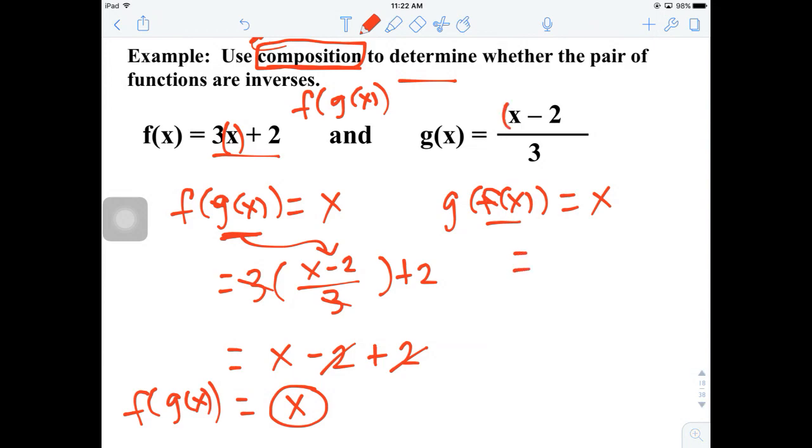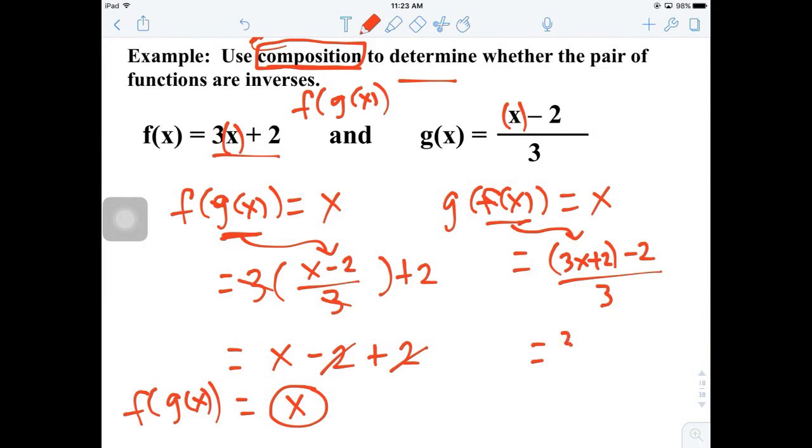So g of x is (x minus 2) over 3. And so what are we going to put inside the parentheses? We're going to put f of x, right? So f of x is 3x plus 2. And this time we're just going to simplify the top of the fraction first.